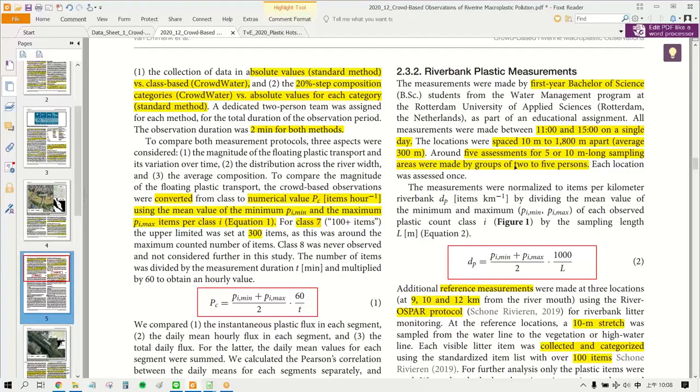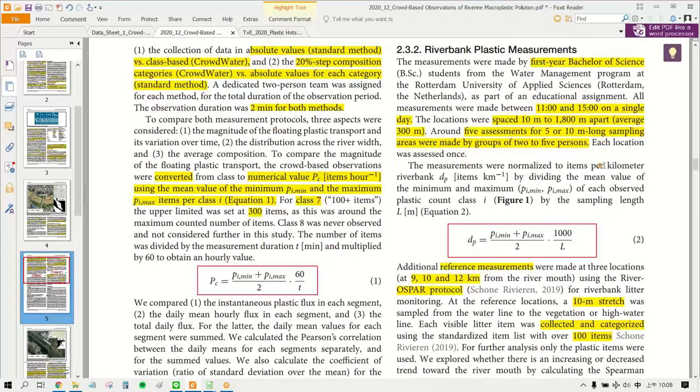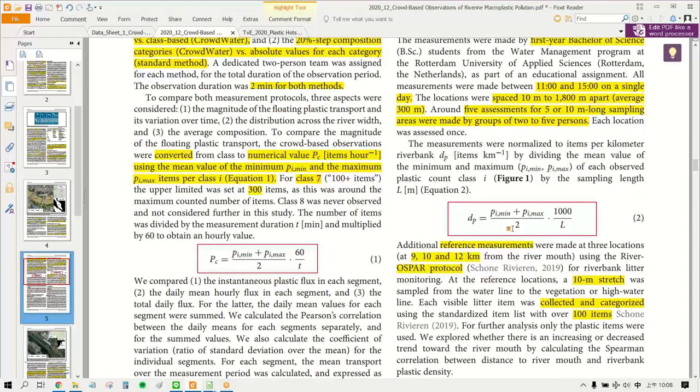And those students were separated into groups, and each group took 5 assessments. They could choose to do a 5-meter or 10-meter long sampling area. And they use a very similar equation to turn the raw data into length density data: the minimum of the class plus the maximum of the class, divided by 2, and extended to 1,000 meters.